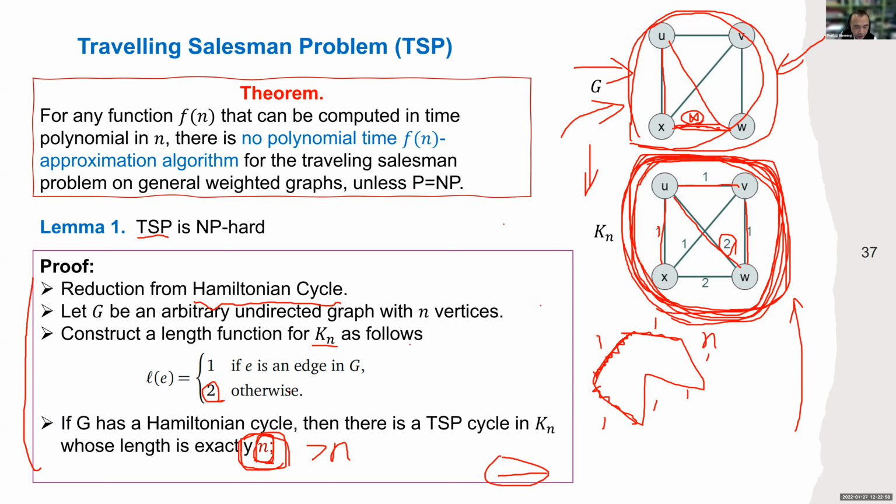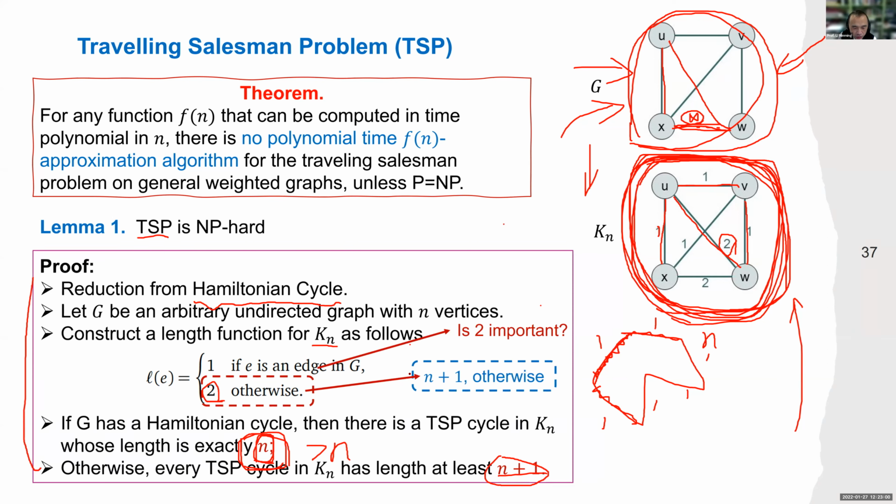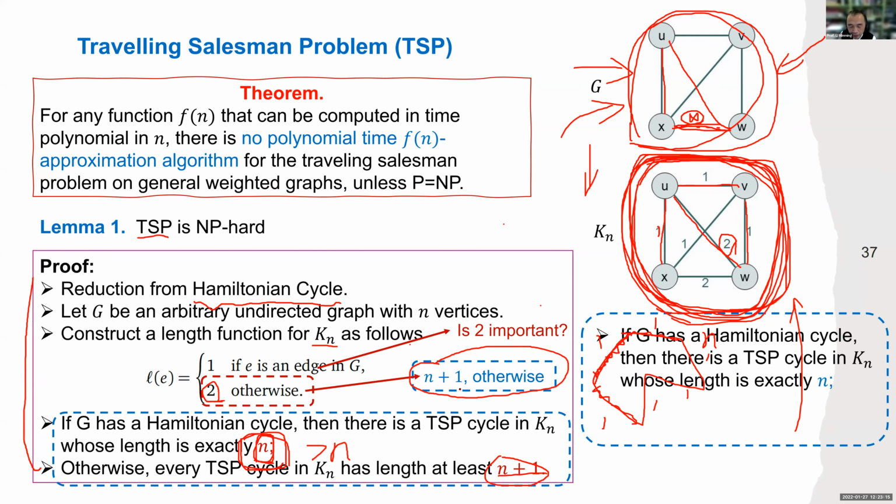So here, how about we change it to something like n+1, then what's the result? For n+1, what do we have? If you have a Hamiltonian cycle, then the TSP has length n. Otherwise, TSP has to go through at least one edge whose weight is n+1, right? Not all edges are length 1. So you have to go through at least one such long edge. And if you add that long edge into your solution, your length will be at least 2n.